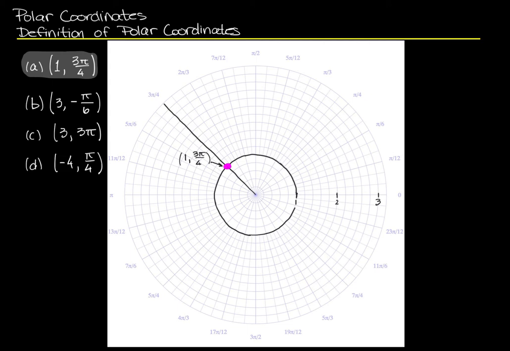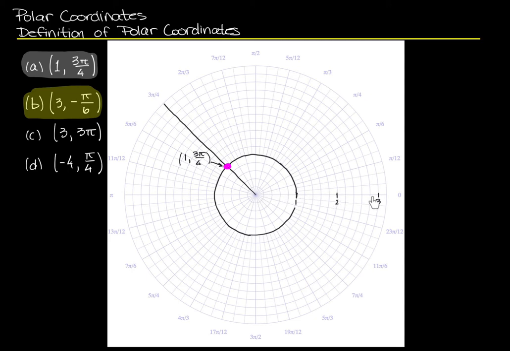Okay, let's do another one. Let's look at letter B here. 3, negative pi over 6. Now, I could go out my radius 3 first, and then around pi over 6. Well, it's negative pi over 6, isn't it? So it's down here. Negative pi over 6. And you're welcome to do it that way.